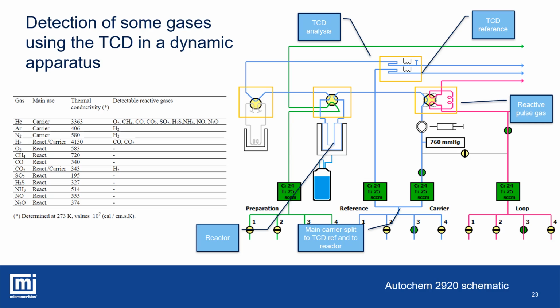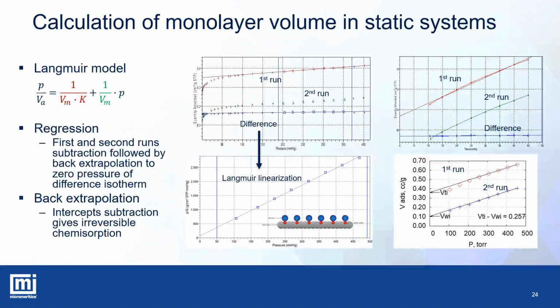The main task of chemisorption experiments is to measure the number of gas molecules that react and are stabilized in a monolayer on the surface metal atoms or active sites. There are several methods to calculate the monolayer volume depending on the applied technique. In static technique, the most used ones are the Langmuir model, the subtraction of the first and second run isotherms, followed by back extrapolation to zero pressure.